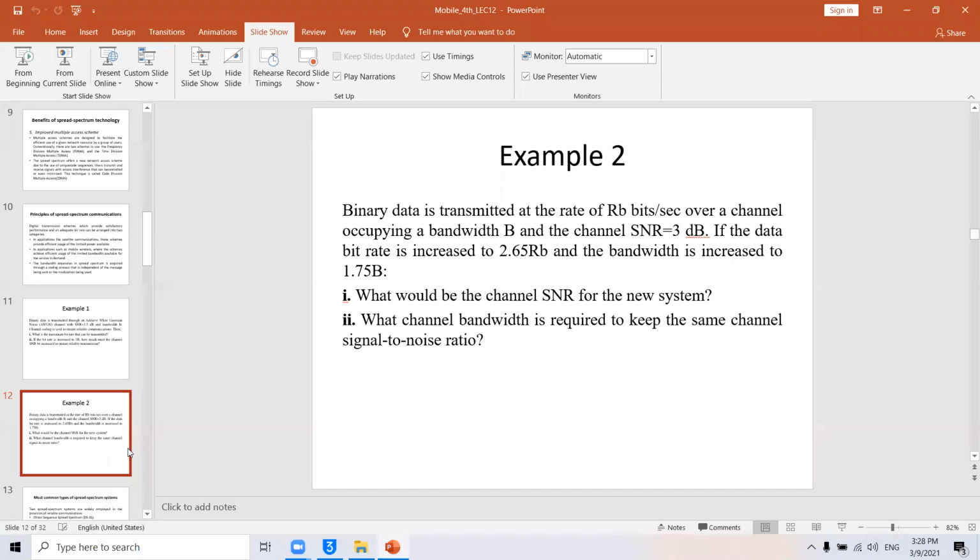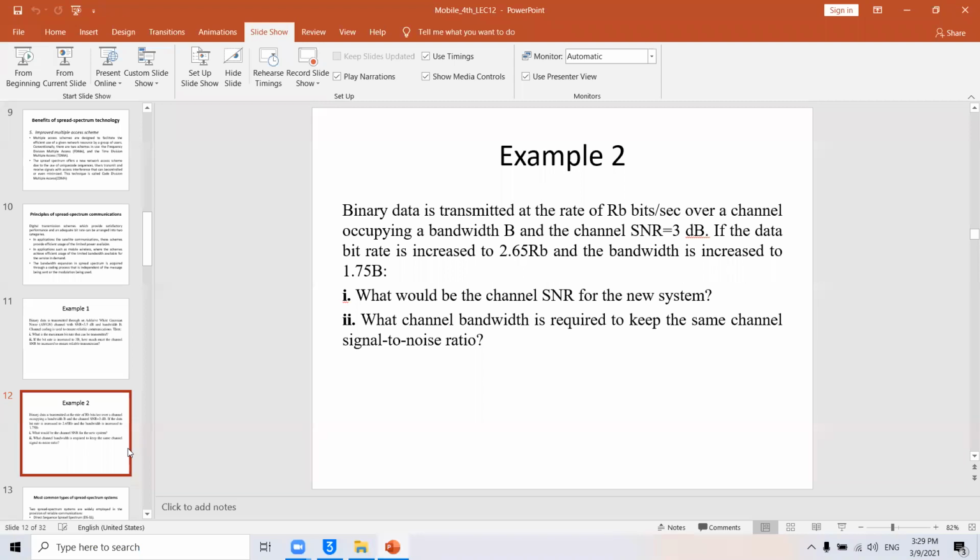So again, here the bandwidth is given by B, and the bit rate is given by RB bits per second. The channel SNR is equal to 3 dB. If the bit rate is increased to 2.65 RB and the bandwidth is increased to 1.75 B, determine what would be the channel SNR for the new system. This is the first thing. And the second branch asks what channel bandwidth is required to keep the same channel signal to noise ratio. Now let's go to branch 1, and then we are going to move to the other branches.